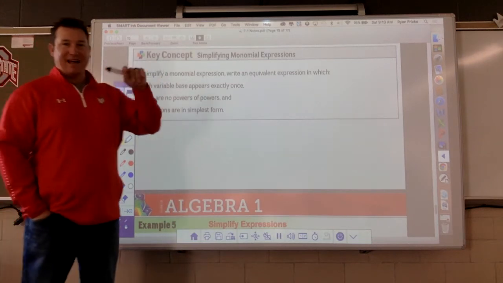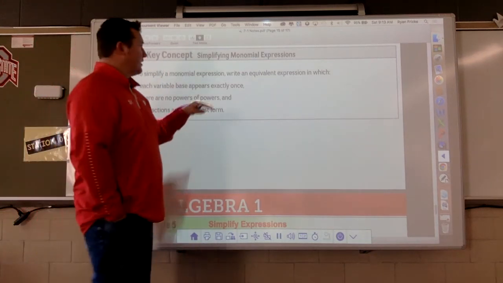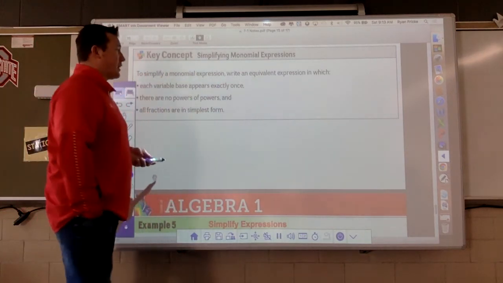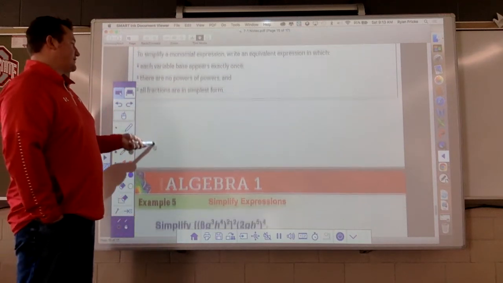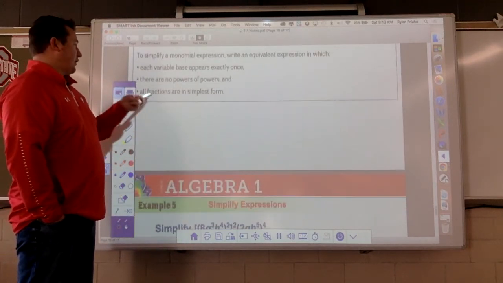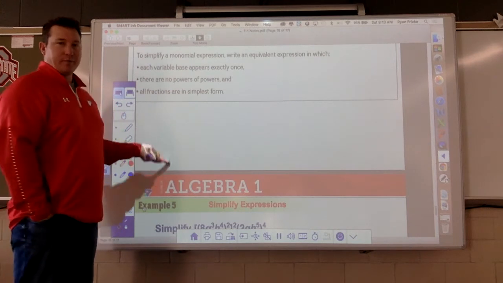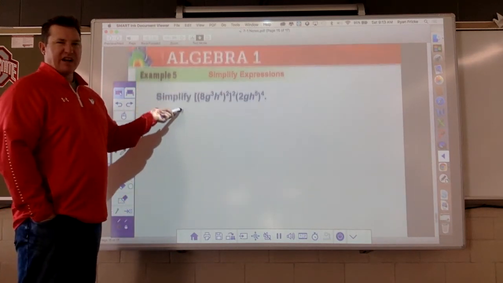Man, we are doing a lot today. Lucky you. All right, so now we're going to simplify some expressions. This is good. All fractions are in simplest form. I hate fractions.